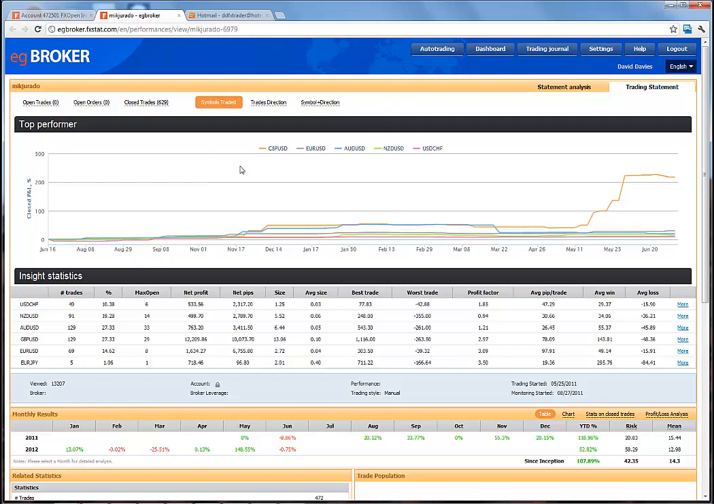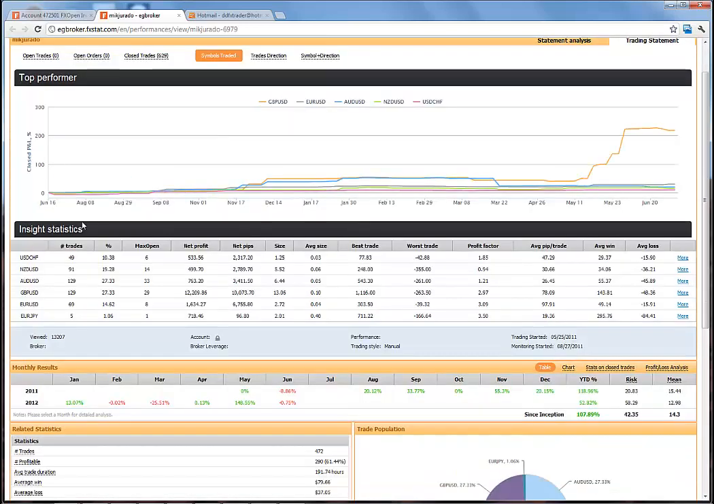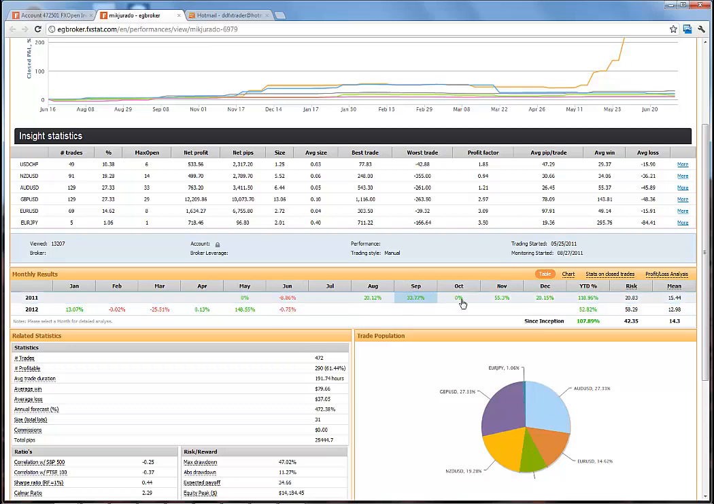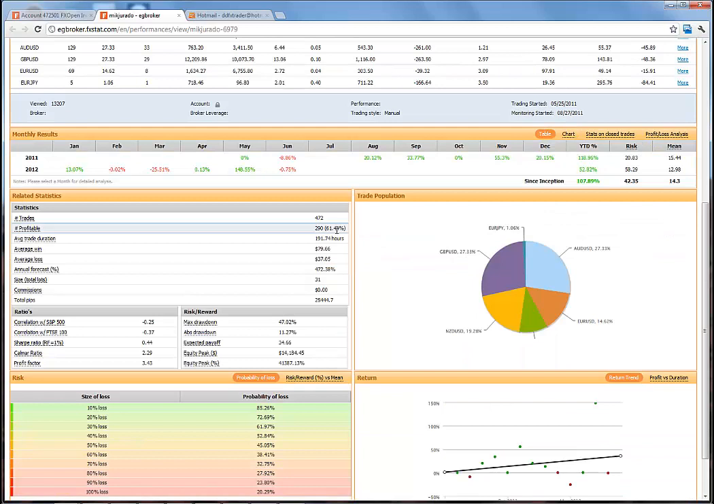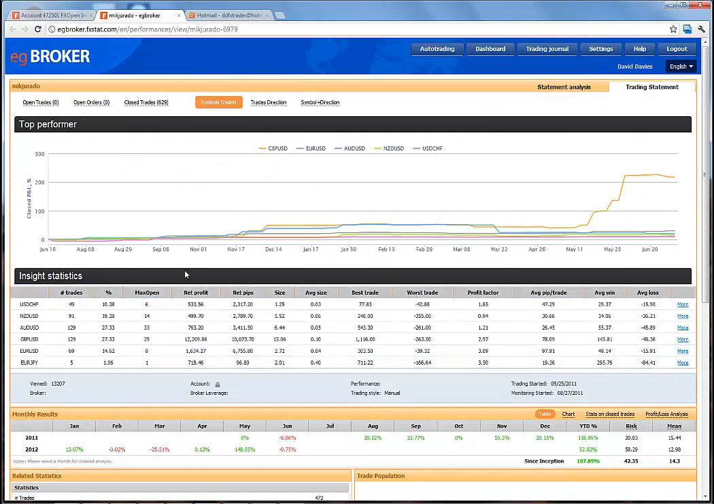So in this performance page, we have a top performing symbols chart, detailed analysis of closed trades. We have inside statistics based on different currency pairings. We have monthly results from when this trader began trading. This can also be viewed in chart form. We also have other statistics, the total number of trades this trader has traded in, and the percentage that were profitable. We also have the trade population, which shows how heavily a trader has been trading in particular currency pairings. We also have a regression analysis based on return. We have ratios, risk-reward information, and also a size of loss and the probability of loss schedule. This was all under the Trading Statement tab.